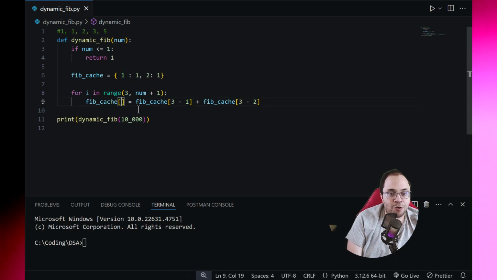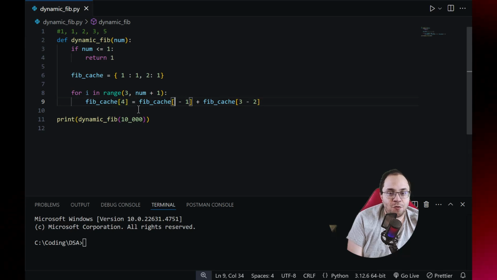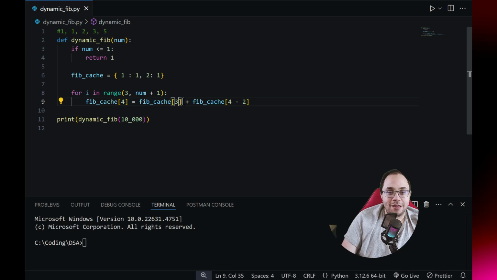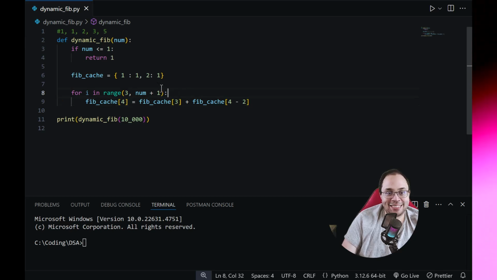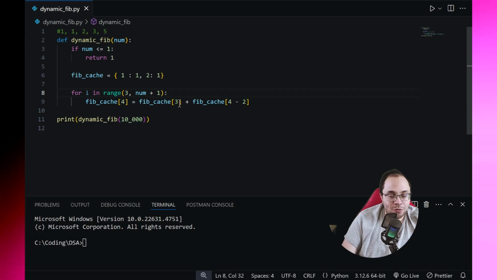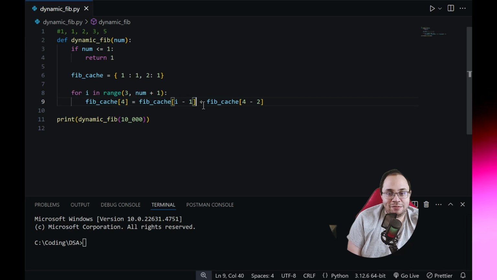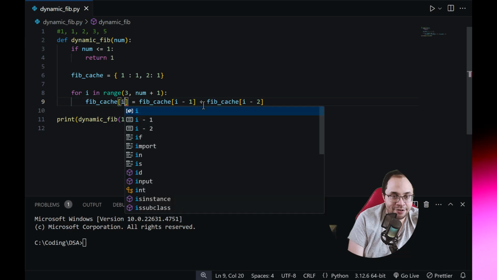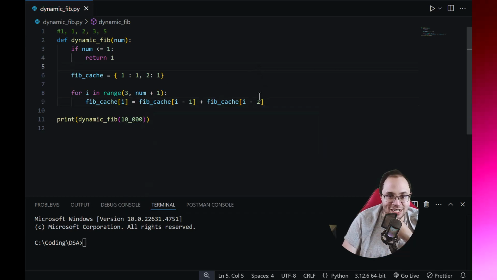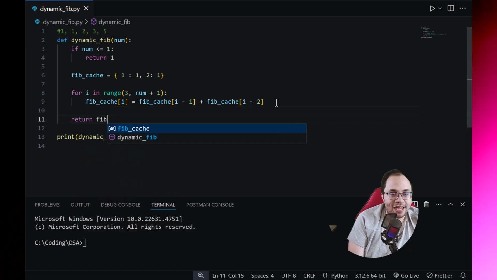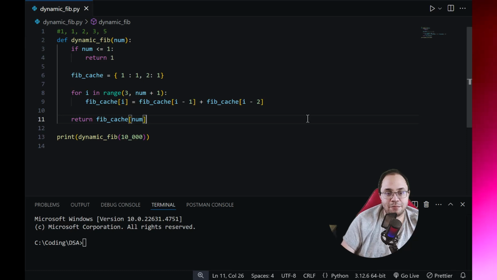Then i will become 4. Then that becomes 4 minus 1 and 4 minus 2. As you can see, 4 minus 1 becomes 3, which is already in the cache. So we kind of saved ourselves some trouble. As we go through, the cache becomes bigger and bigger, and we just have to do less work. Sorry about that, this is supposed to be i here. So fib cache at i equals fib cache at i minus 1 plus fib cache at i minus 2. And all we have to return after that point is the number we're looking for.